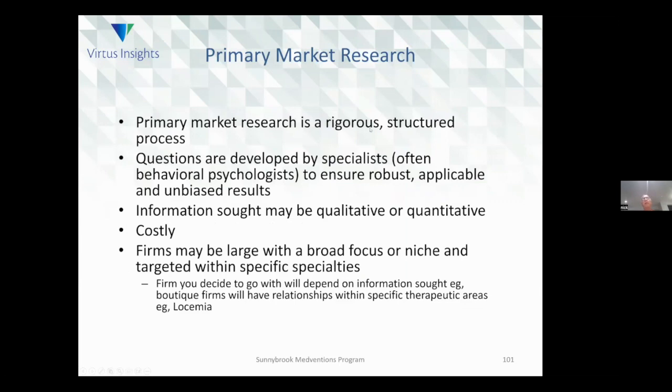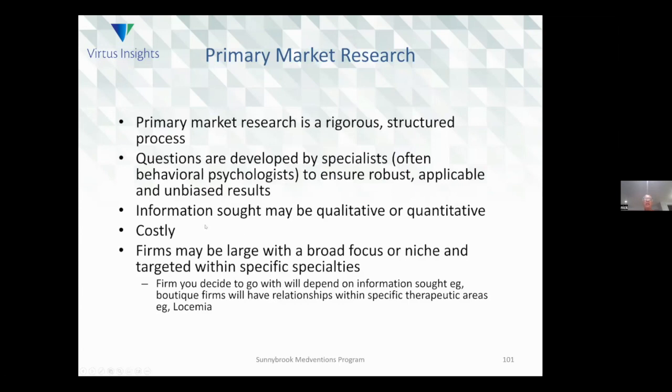Primary market research is a rigorous, structured process. The questions that you want to answer are usually developed by a specialist who knows how to answer the question. They do that to ensure that you get robust, applicable, and unbiased results. Information that you may seek may be qualitative or quantitative.